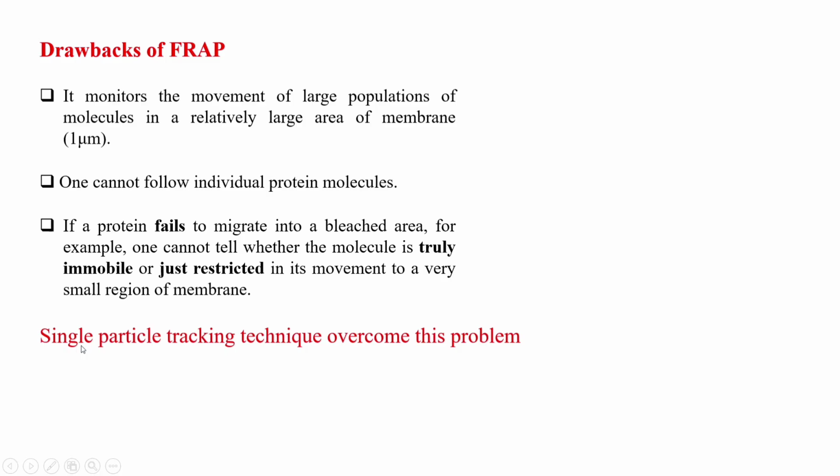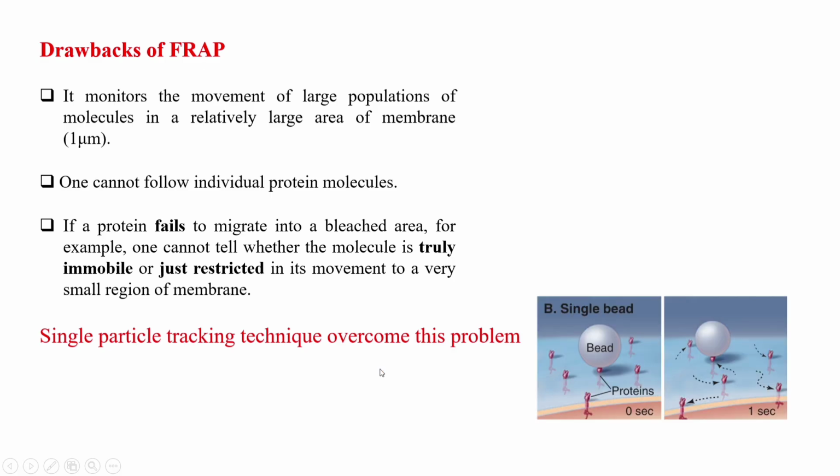Now, one method to overcome this problem is called the single particle tracking technique. Single particle means here a single protein is stained with an antibody, and the antibody can attach to a gold particle or a bead. So we can track the single protein by video microscopy. This is called single particle tracking. This technique can overcome the drawbacks of FRAP.